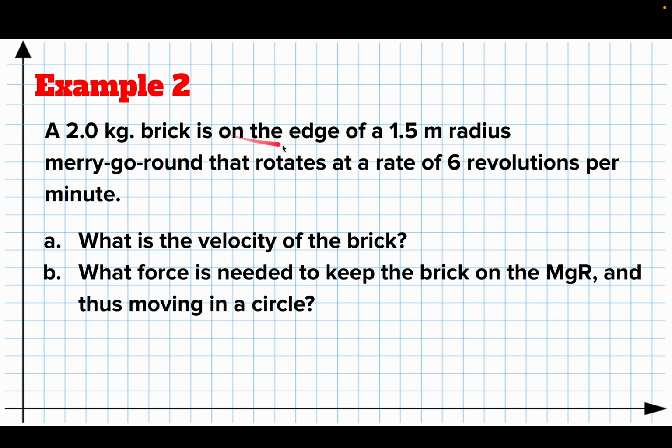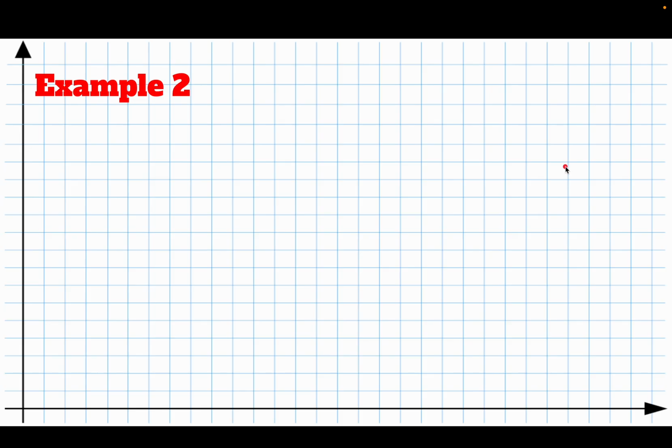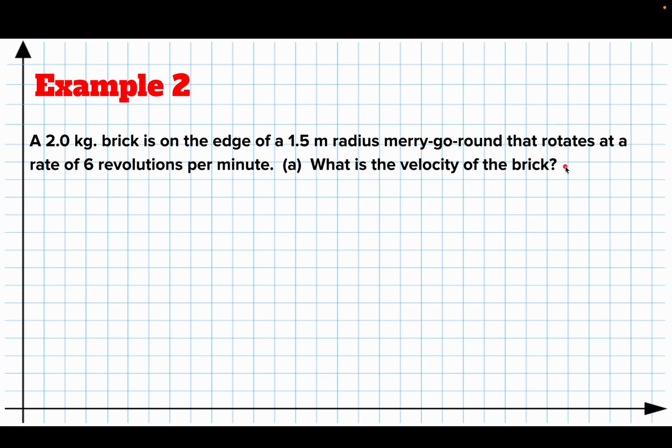I've got a brick on the edge of a merry-go-round, and the merry-go-round is going 6 times around every minute. So we have to first find the velocity. Once we know the velocity, we can find the force that's needed to make it move in a circle. To find the velocity, we realize that if the radius is 1.5 meters, we can find the circumference. And it goes around 6 times in 1 minute, so that's really just a conversion.